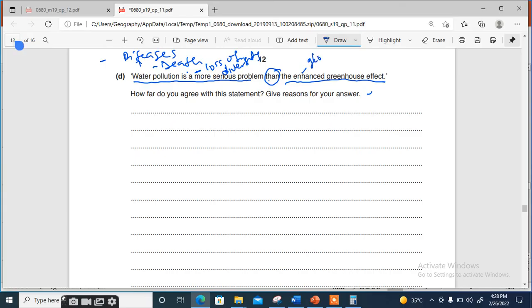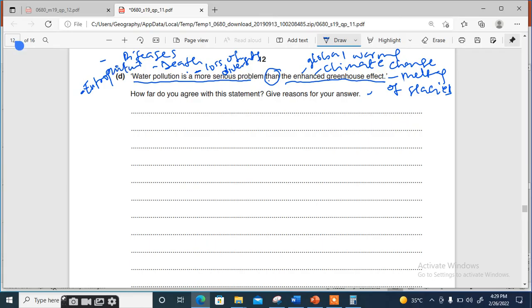Greenhouse gas can lead to global warming. The greenhouse effect can lead to climate change. This can also lead to melting of glaciers. You get it? Water pollution can lead to eutrophication also. That's where you pollute water using things like fertilizers. So I've looked at disease, eutrophication, death, loss of biodiversity. Here we've looked at greenhouse effect, global warming, climate change, which will lead to melting of glaciers, and this can lead to sea level rise. And lastly, it can lead to flooding around the coastal areas.